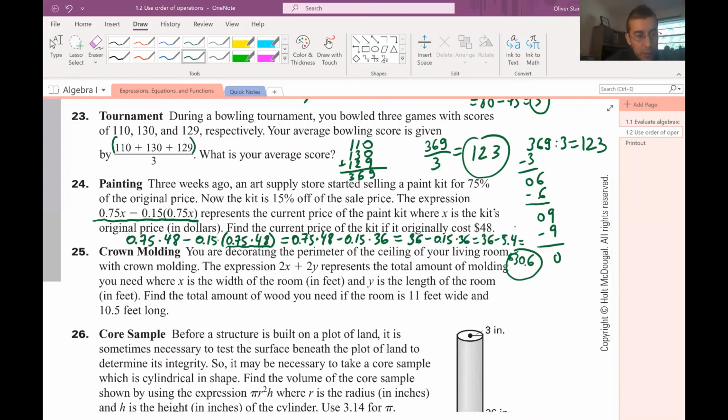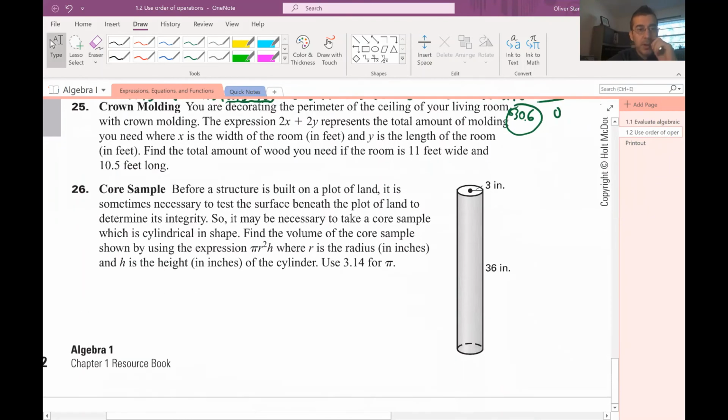We have two more. 25 is crown molding. You're decorating the perimeter of the ceiling of your living room with crown molding. The expression is 2x plus 2y. It represents the total amount of molding you need, where x is the width of the room, y is the length of the room. And x and y are given. Find the total amount of wood you need if the room is 11 feet wide. So that is x. So x is 11 and 10.5 feet long. So y is 10.5. So these are in feet, right? Feet. So x is width.